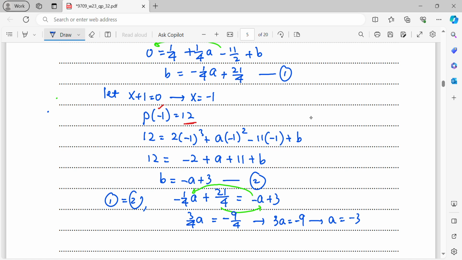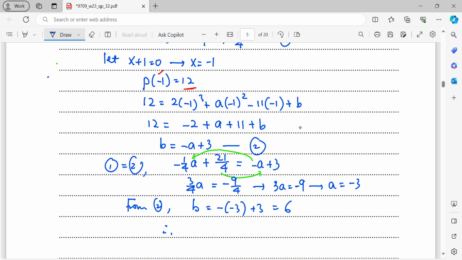Once you have found a, you can substitute into the first or second equation to find b. Definitely the second equation will give you a simpler working. So your b is minus a, where a is replaced by minus 3, then plus another 3. So at last, you'll be getting 6. Therefore, your a is minus 3 and b equals 6. So that's the solution of this question.